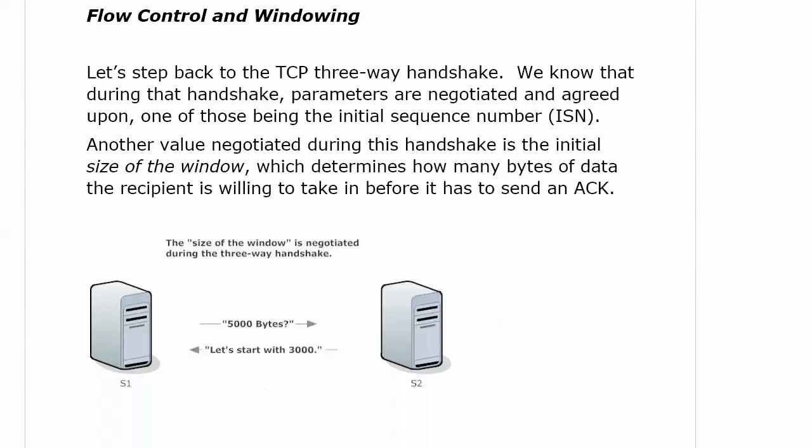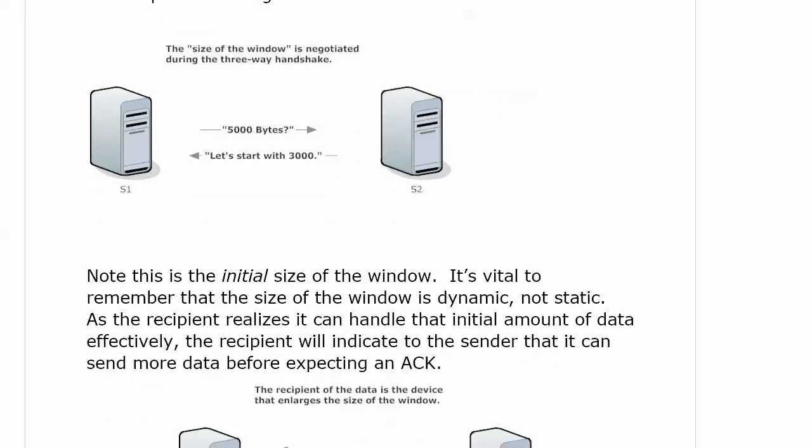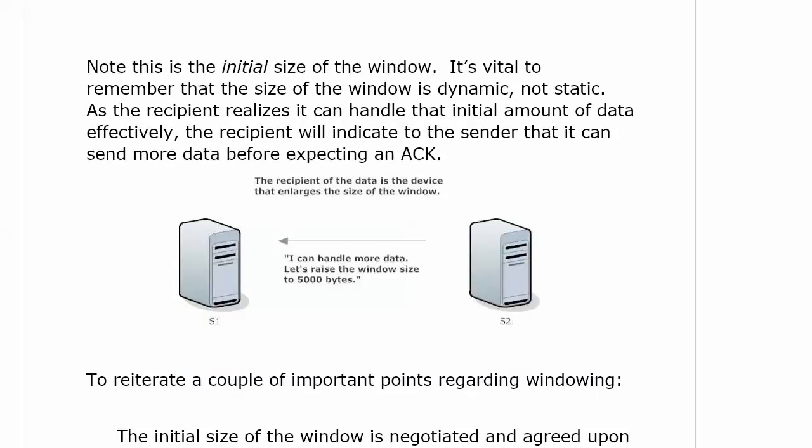And let's go back to that three-way handshake for a moment. Now, we know that during that handshake, parameters are negotiated and agreed upon, and I mentioned one of those being the initial sequence number, the ISN. Now, another value that's negotiated during this handshake is the initial size of the window, which determines how many bytes of data the recipient is willing to accept before it has to send an ACK. And notice this is the initial size of the window. It's vital to remember that the size of the window is dynamic. It's not static.